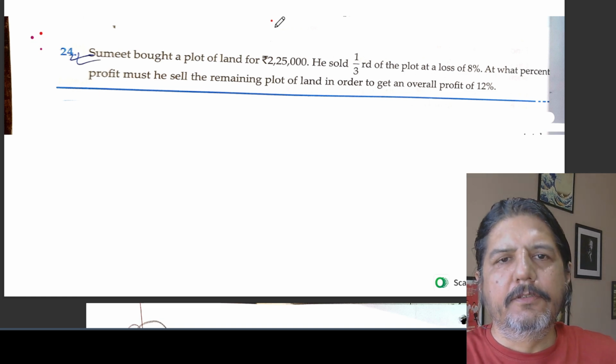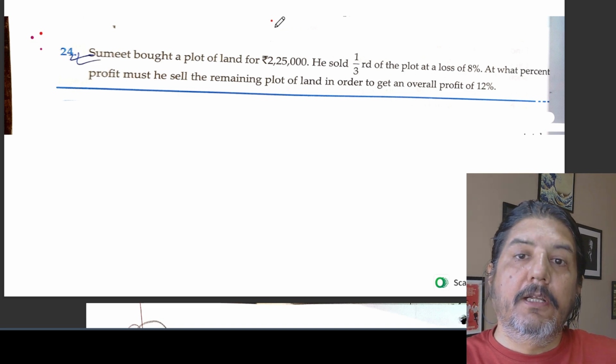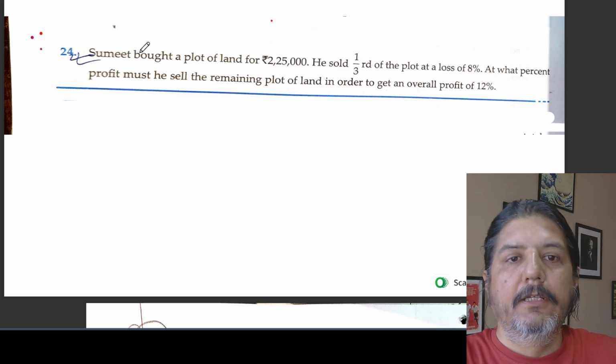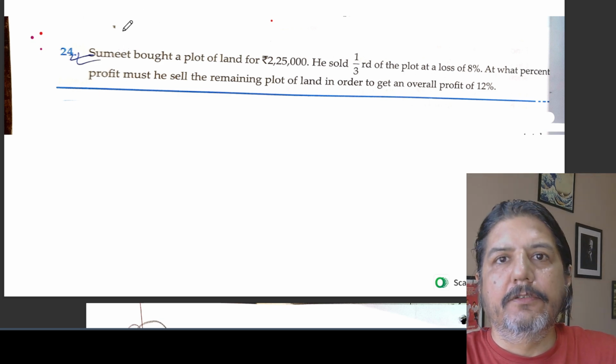So I did this interesting question in my tuition class yesterday, and this was a class 8th ICSE profit and loss question. Found it very interesting, and let's discuss this today.